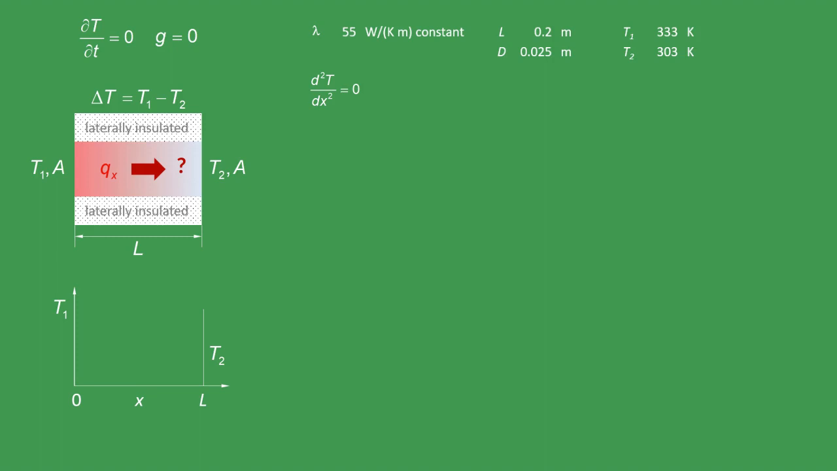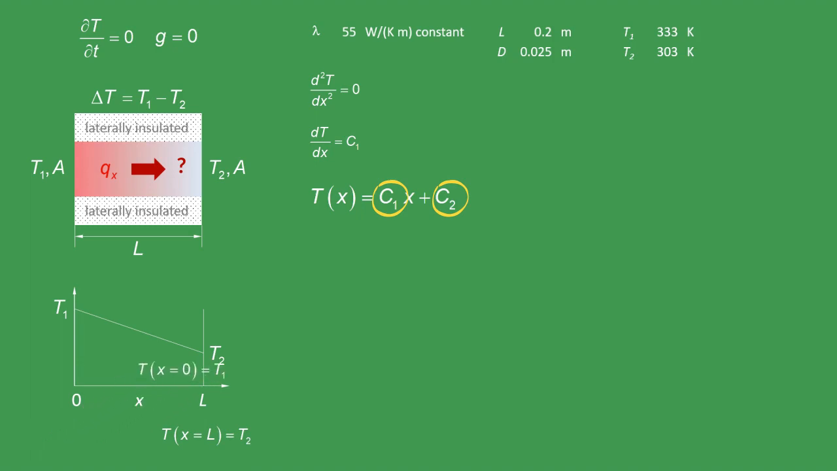differential equation. By integrating once, you can see that the derivative is constant. Therefore, the first consequence for this type of system is that the temperature distribution is a straight line. Now, for a second-order differential equation, you have to define two boundary conditions. In this particular case, you know the temperature at x equals 0 and the temperature at x equals L.